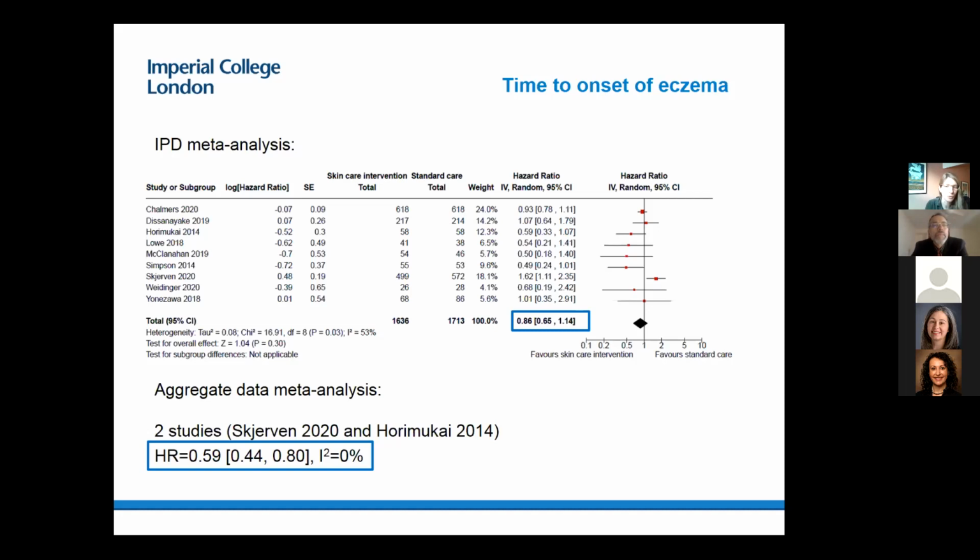Using the IPD, we could actually calculate the time to eczema in a consistent manner across 9 trials. So these had 3,349 participants. And this was using the obtained visit dates and eczema outcomes in the data sets. And this gave a pooled adjusted hazard ratio of 0.86 with a confidence interval of 0.65 to 1.14. Other secondary outcome results not reported here, just for time today, were similar between the 2 methods of analysis.